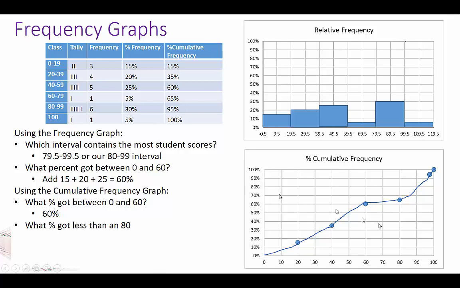What percent got less than an 80? So I'd look up here. Oh, it looks like it's 65%. What percent got more than an 80? Now, these don't do the more than. You have to do 100% minus the original, or 35%.